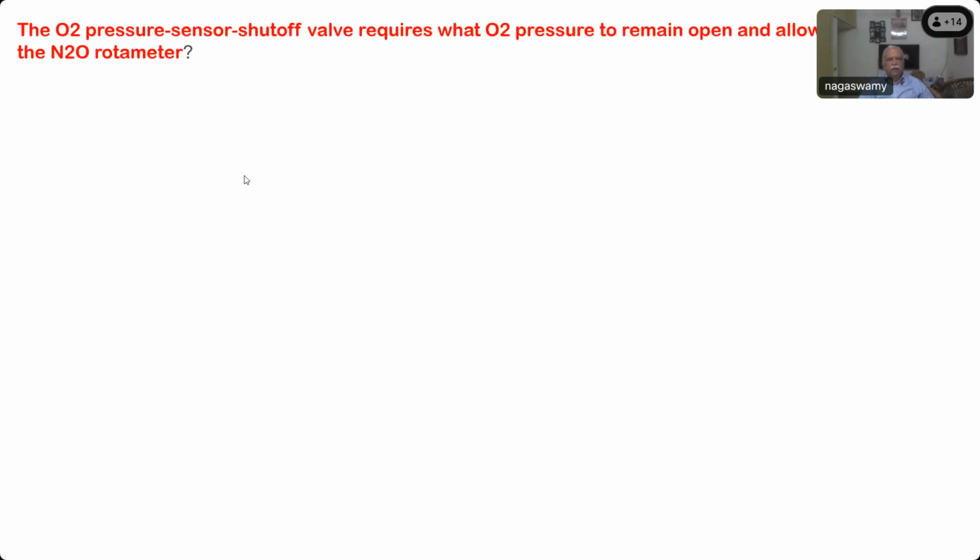Oxygen pressure sensor shut-off valve requires what oxygen pressure to remain open and allow nitrous oxide to flow into a nitrous oxide rotameter? This is one of the hypoxic prevention safety measures in the anesthesia machine. So we have an oxygen pressure sensor shut-off valve which will automatically close the nitrous oxide flow also. So what is the pressure required?